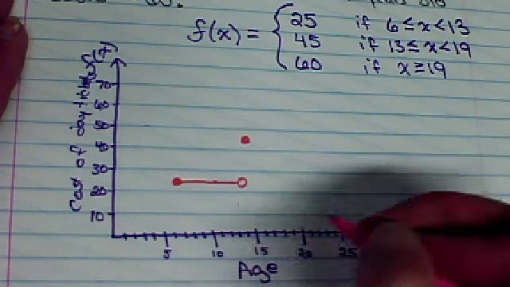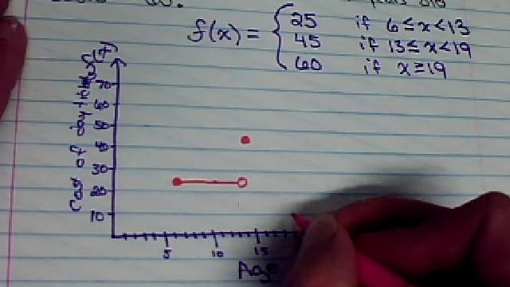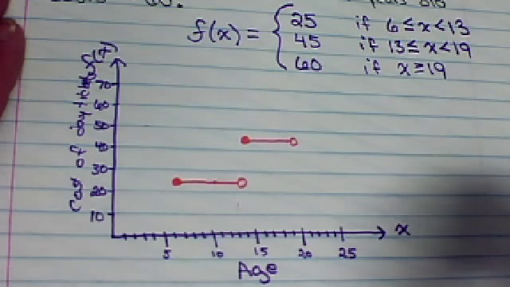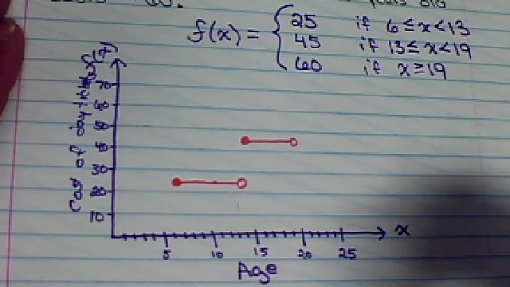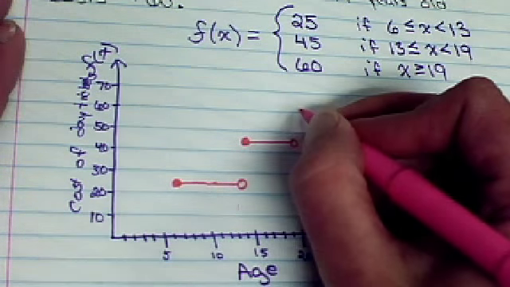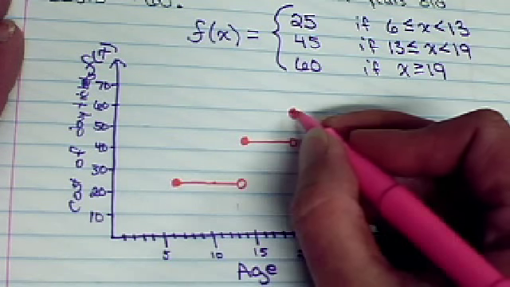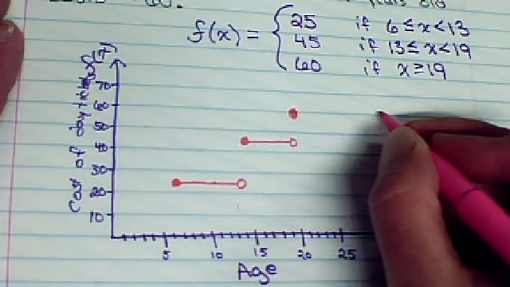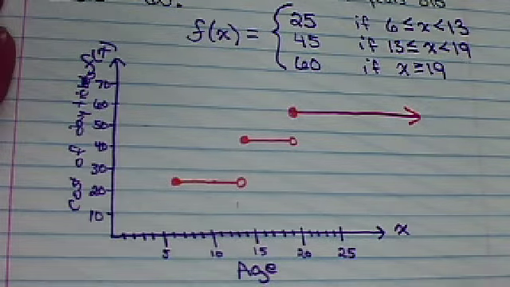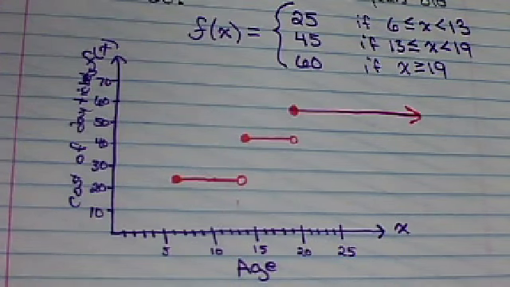I know my graph, it's not lined up. I should have done graph paper. All the way up until when you turn 19. So even if you're 18 and 11 months, you will still be charged $45. As soon as you turn 19, they're going to charge you more. They're charging you $60. And then 20, 21, 22, 25, 40, all the way along, you're being charged that $60. So these are a couple of examples of how piecewise functions can represent real-world situations.